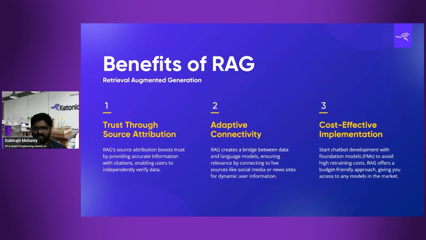Lastly, RAG presents a cost-effective implementation strategy by utilizing foundation models. It avoids the high cost associated with retraining large language models. This approach gives organizations access to advanced AI capabilities without substantial financial investment. In essence, RAG combines reliability, up-to-date information, and cost efficiency. These factors make it an incredibly attractive solution for businesses and organizations looking to implement trustworthy and effective AI systems.